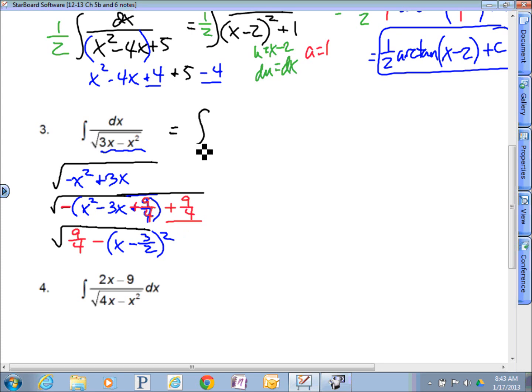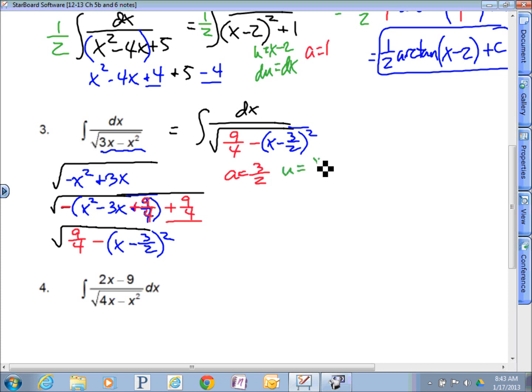So integral dx in the numerator, square root in the denominator, and that square root is 9/4 minus the quantity x minus 3/2 quantity squared, and now that looks like it's going to fit. Well, let's see, the a comes first, so this looks like an arc sine. So my arc sine, a is going to be 3/2, that's what's being squared. U is going to be x minus 3/2. So du is the same thing as dx. Don't need to throw anything extra into the problem.